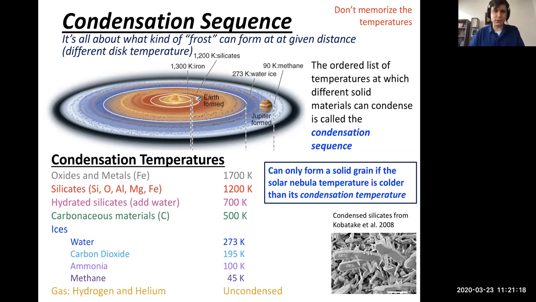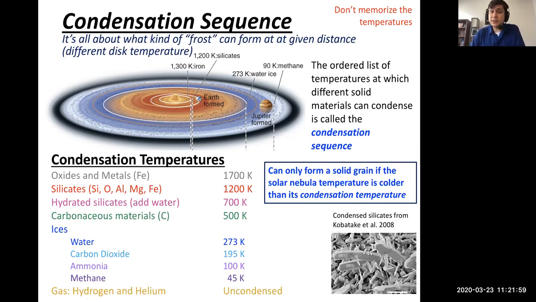But let's walk through here and see what kind of solid frosts, solid building blocks we can get given the temperature. So we can form metal and oxides, little metal grains. And if you looked at my meteorite that I brought to class, you would notice there are little flecks of nearly pure iron in there. To form pure grains of iron, temperatures have to be 1700 Kelvin or lower. And you can take a gas and form metal grains. To form silicates, rocks, 1200 Kelvin or lower. Hydrated silicates, so you add a little bit of water or hydration to them, 700 Kelvin or lower. Organics, carbonaceous materials, 500 Kelvin or lower to drive organic chemistry.